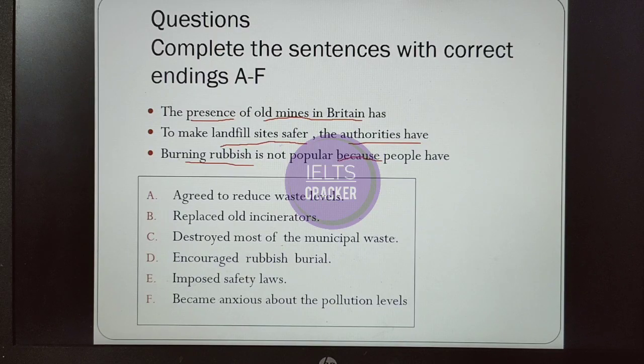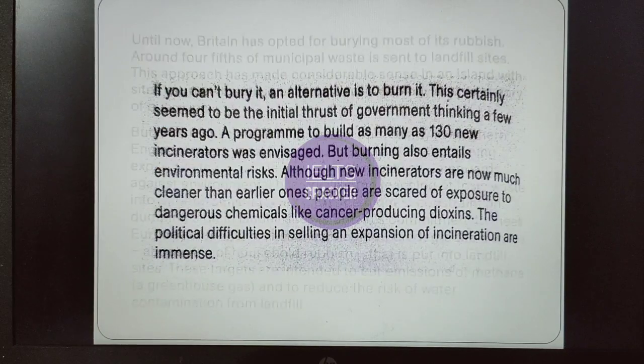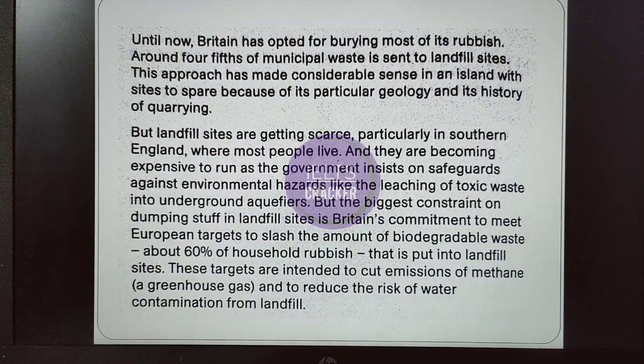So whether the people of Britain were anxious about the pollution levels, and especially with regard to old mines, that the presence of old mines was something related with the pollution levels. No guys. So what is the actual answer? That is the D option, that is encouraged rubbish burial. As we have read in the first para that they use the sites for burying the rubbish.